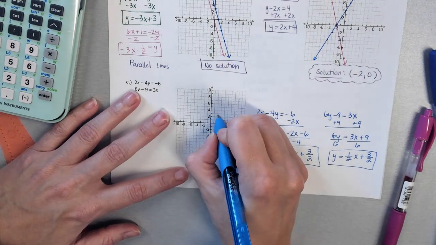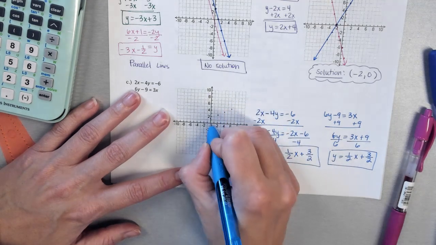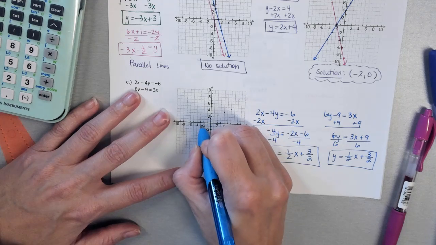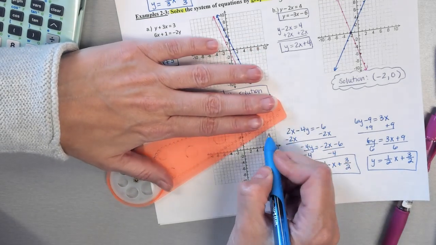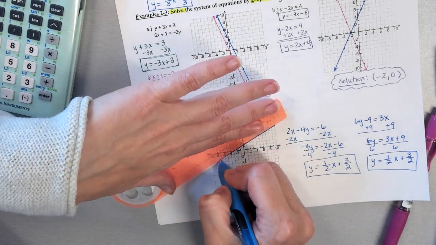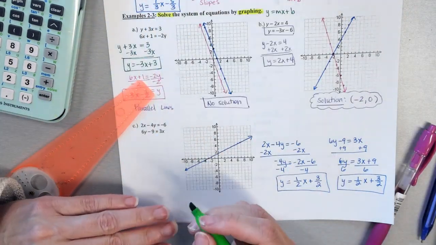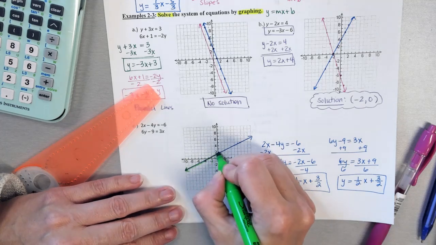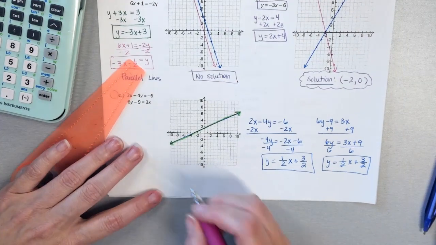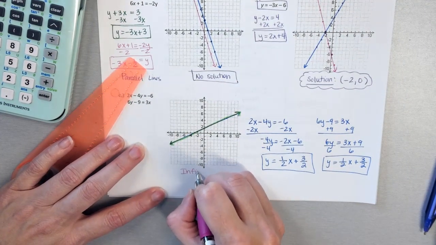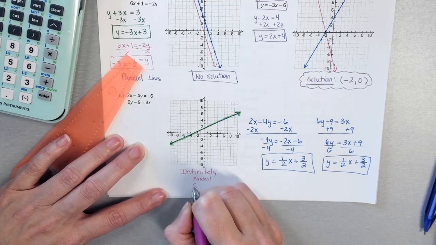So we're going to start there. We're going to go up 1 over 2, up 1 over 2, up 1 over 2. Back 1 over 2, back 1 over 2. Okay, and then we're going to use our straight edge. And then to show that I have both lines on there, do you guys remember what I said I did? Yeah, I just take a highlighter and go right over it. Show those 2 lines. Okay, and then anytime it's the same line, your final answer is infinitely many solutions.